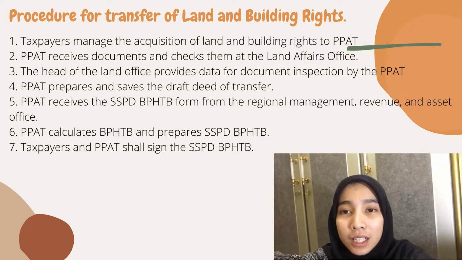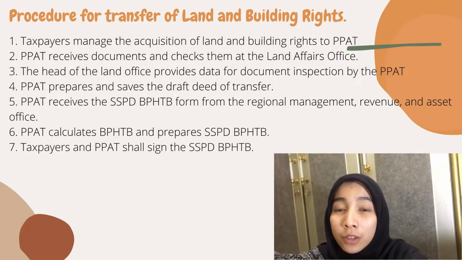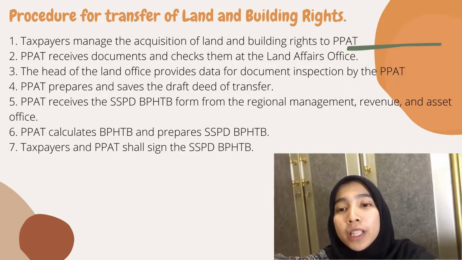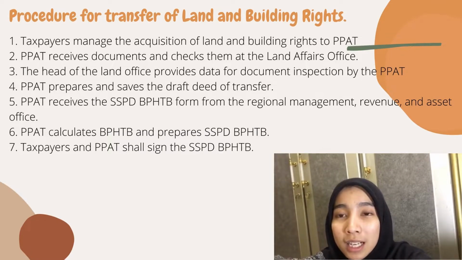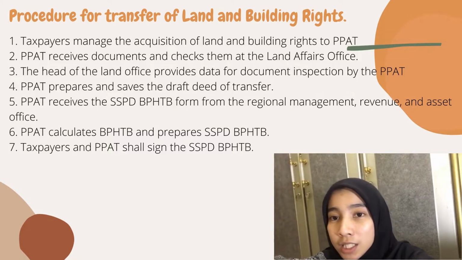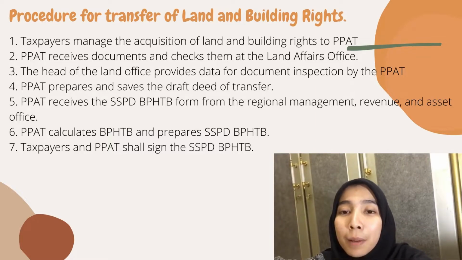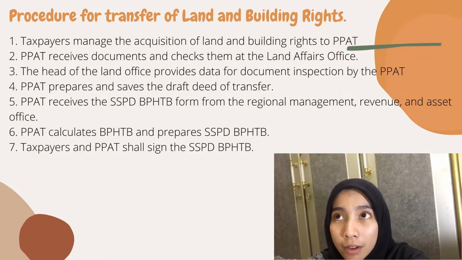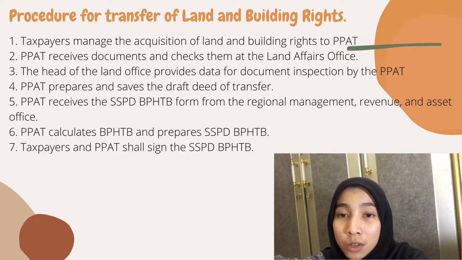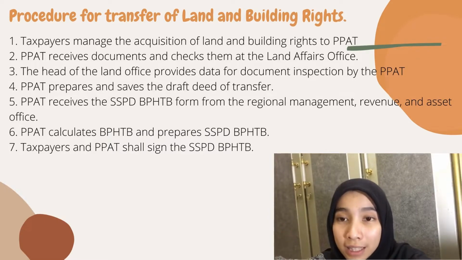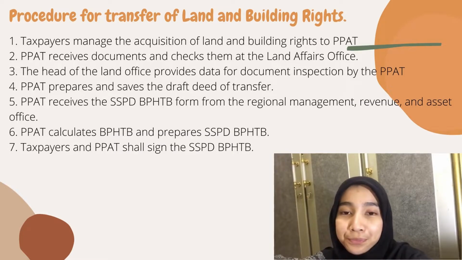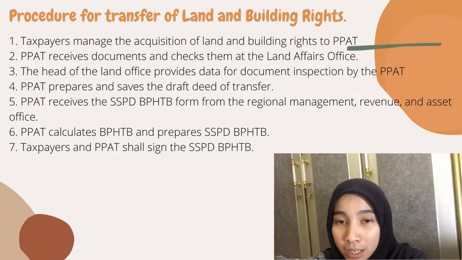Next, I will explain the procedure for the transfer of land and building rights. One, the taxpayer manages the acquisition of land and building rights through the PPAT. Next, the PPAT receives and checks the documents. Next, the head of the land office provides data for the document. And next, the PPAT prepares and saves the draft.